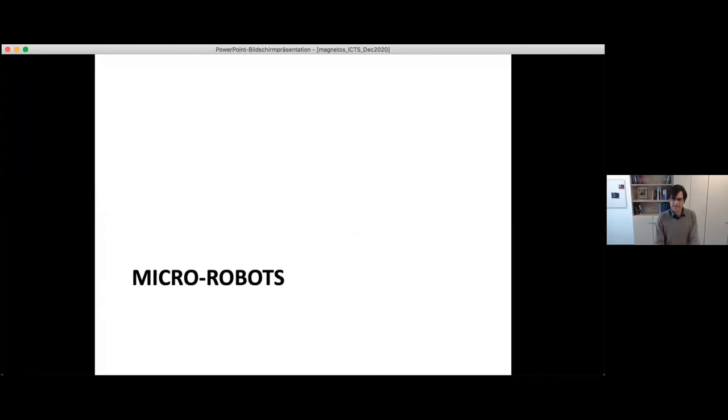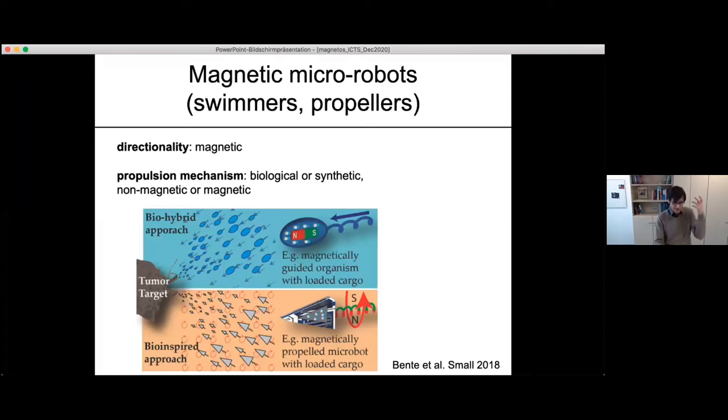Okay, I think my time is basically over. I have 3 slides about micro robots, which I think I will not go into in detail. It's also not so directly related to the bacteria, but I just want to mention that, of course, people are interested in making use of what we learn from the swimming of bacteria in developing synthetic magnetic swimmers. Magnetic because we can use magnetic fields for remote directionality, which is very useful.